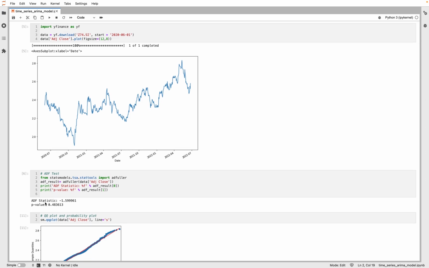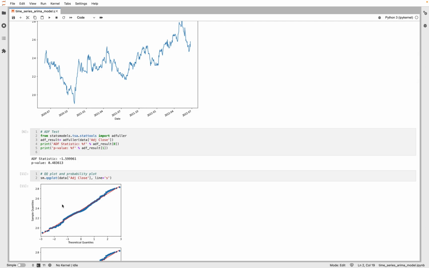The ADF statistic is -1.59 and the p-value is 0.48, which is much larger than 0.01. So we conclude that we cannot reject the null hypothesis. Therefore, the time series is non-stationary.